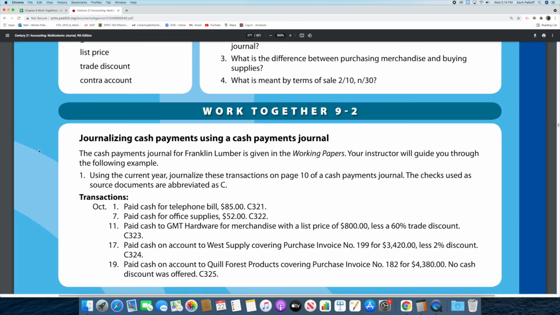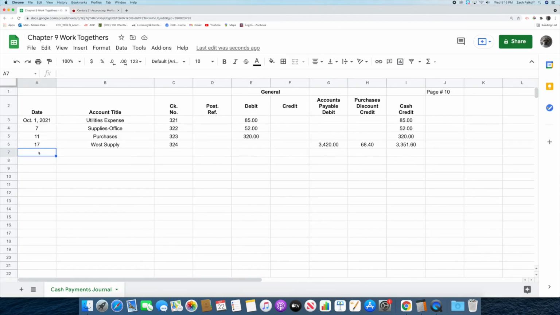This fifth and final transaction reads, on October 19th, paid cash on account to Quill Forest Products covering purchase invoice number 182 for $4,380. No cash discount was offered. Check number 325. Okay, so for this transaction, again, the first thing that we're going to do is put in the date, which is October 19th, in the date column.